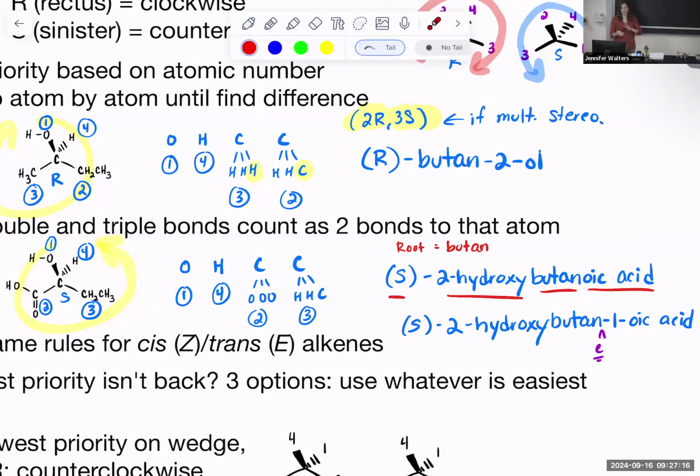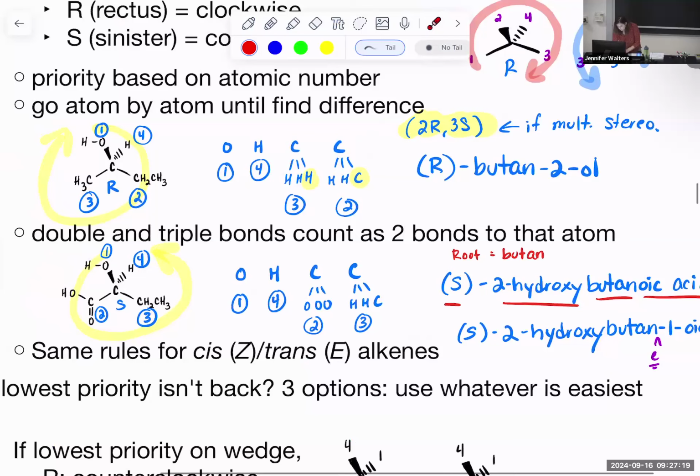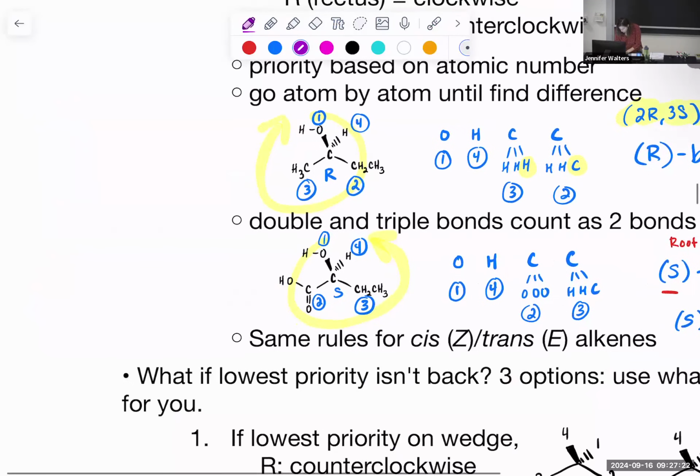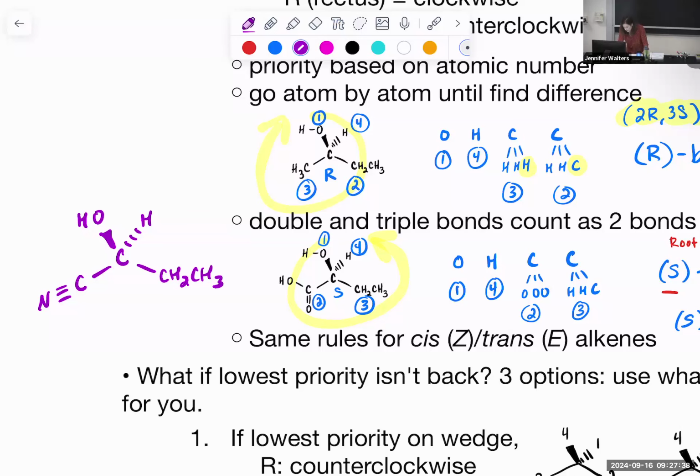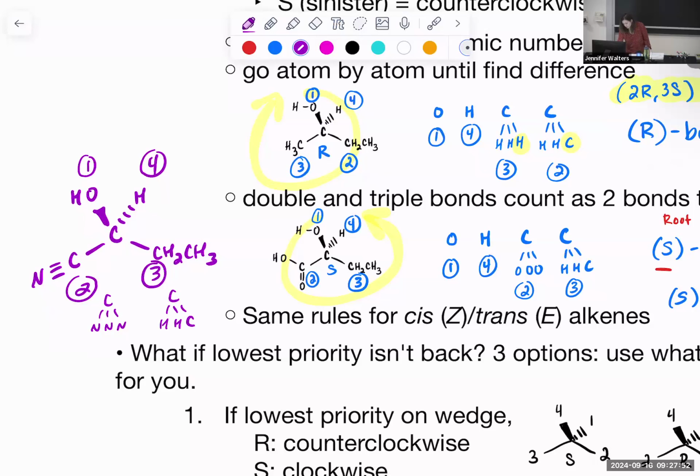So if you have a triple bond, then it would count as 3 bonds. So if I had that nitrile there, then it would be as if I had C with 3 bonds to N, and then the other carbon was still 2 hydrogens and 1 carbon. So it would still be 1, 4, 2, 3. So that would still be S.